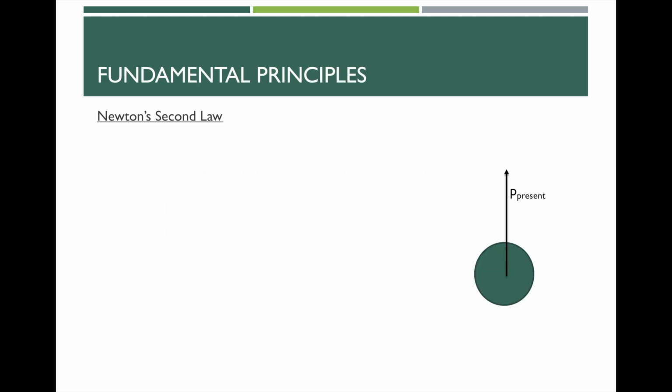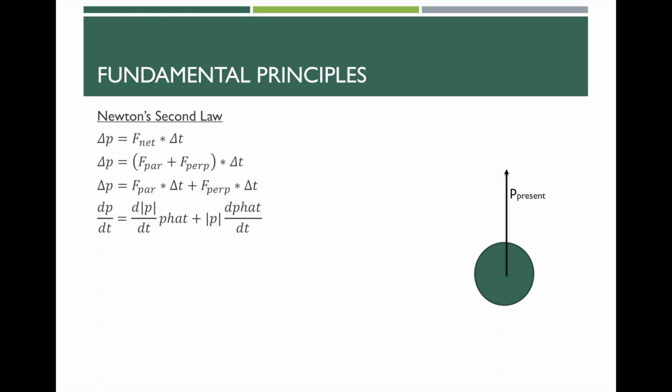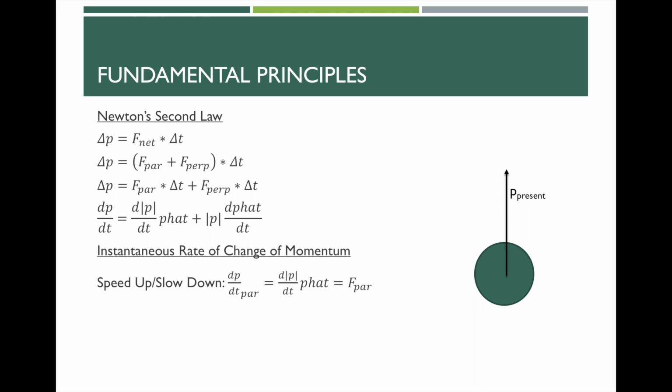From Newton's second law, the net force can be broken down into parallel and perpendicular components. When taking the derivative of this formula, you get this updated one. The instantaneous rates of change of momentum can be split up into parallel and perpendicular components as well. The parallel component will always be in line with the present momentum, which is represented by the change in magnitude of the momentum times the direction, or p hat. This indicates that dp/dt parallel will always and only correspond to motion that is speeding up or slowing down.